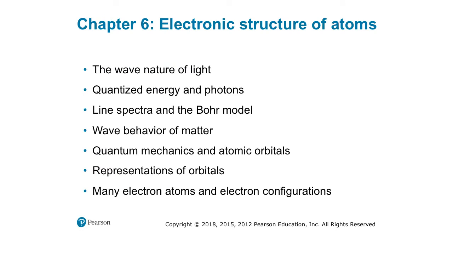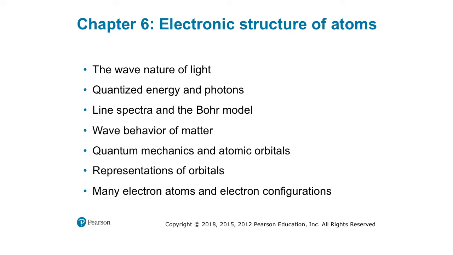Chapter 6 is about the electronic structure of atoms. We'll discuss the wave nature of light and quantized energy in photons. We'll hopefully gain an appreciation for the wave-particle duality of light so we can understand some of the wave-particle duality of the electron. So with electrons, we'll try to understand what we can learn about some of the properties of atoms' electronic structure by looking at line spectra in the Bohr model.